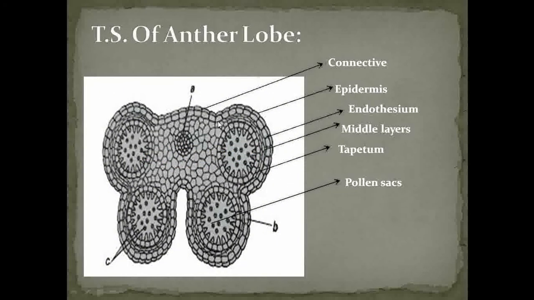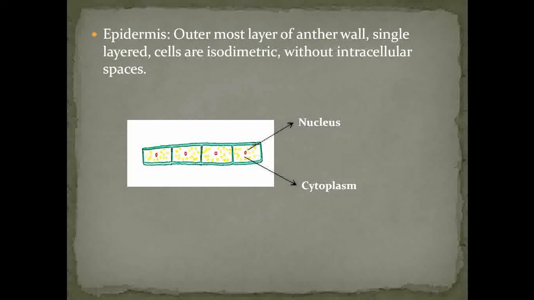So as we studied earlier, the epidermis, endothecium, middle layer, and tapetum, all these four layers together are called the anther wall. One by one we are going to discuss the layers of the anther wall. The first layer of the anther wall is called the epidermis.